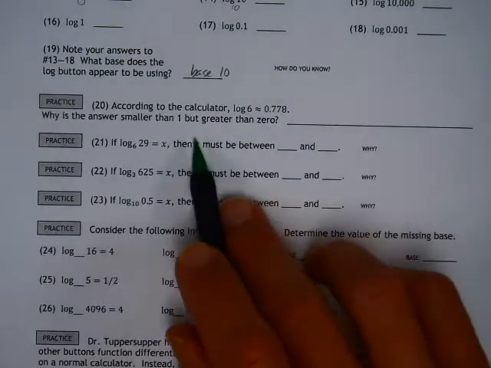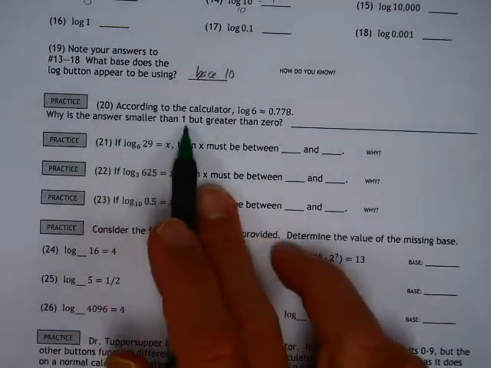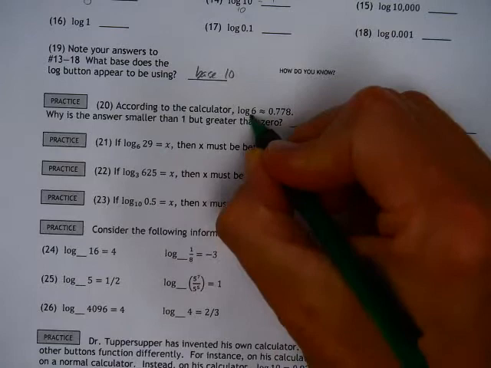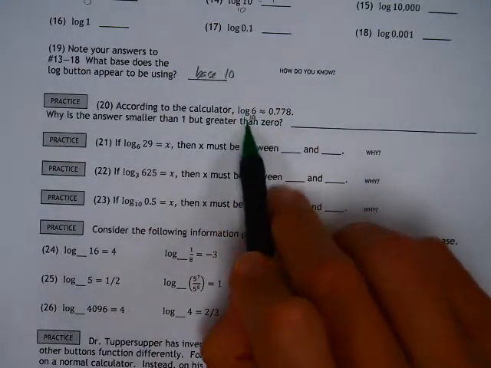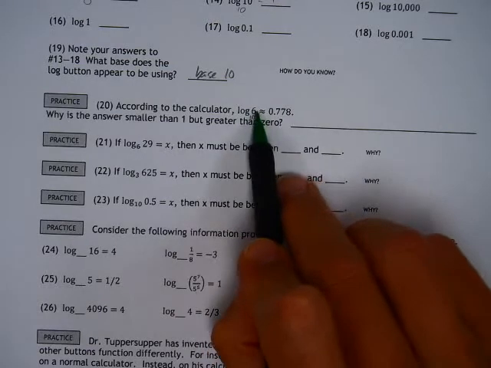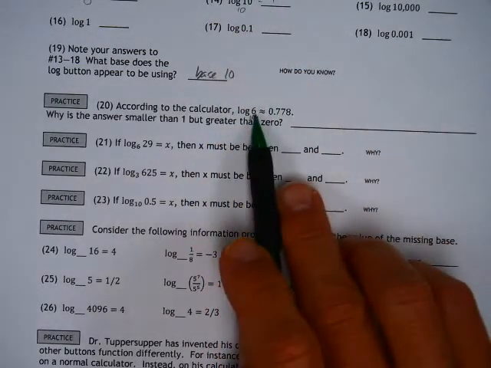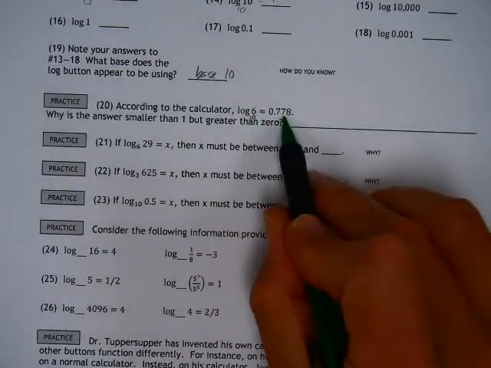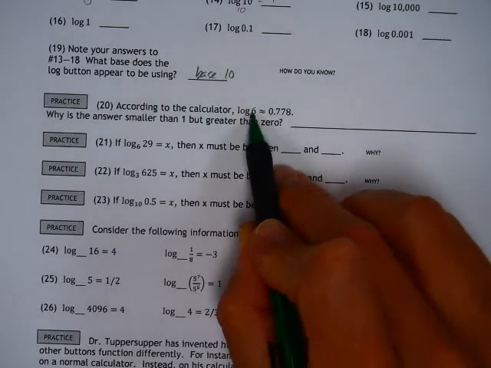So if we're looking at this question, it kind of leads into these other questions here. Why is the answer smaller than 1 but greater than 0? Well, if we just understood that this little base here that we don't see is a base of 10, then 10 to what power is equal to 6? Well, we just saw here that 10 to the first is 10. So if this log of 6 here is less than 10, then this has got to be less than 1 because you're raising 10 to a power of something to give you that.